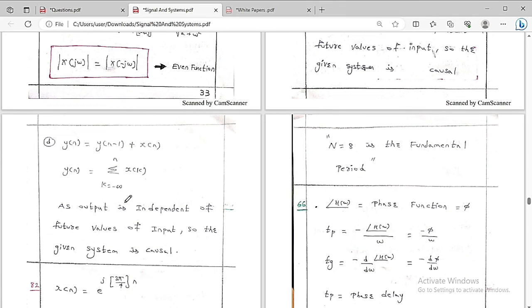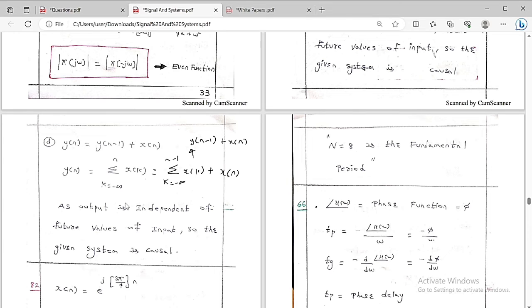For system D, the input-output equation is y of n is equal to y of n minus 1 plus x of n. So how can I write y of n? I can also write it as sigma k is equal to minus infinity to n x of k, because I can write like this. So this I can write as sigma k is equal to minus infinity to n minus 1 x of k, and the end term I can write as x of n. So this is nothing but y of n minus 1 and this is x of n. Therefore you can write y of n is equal to sigma k is equal to minus infinity to n x of k.